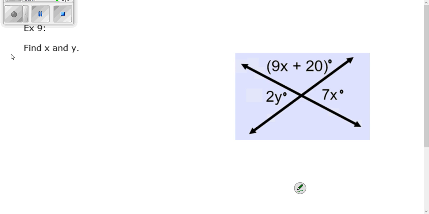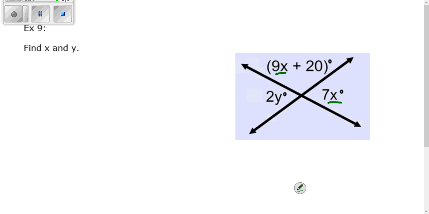So if we tried to solve this one like the previous one, and we did our vertical angles, now we have a 2y and a 7x. We've got an x and a y there, so it doesn't help us to set each of those equal to each other because we need the variables to be the same. So we do have two x's on the board. Got an x there and an x there.